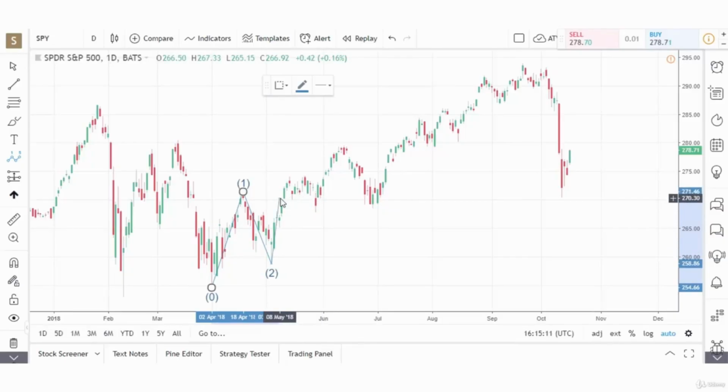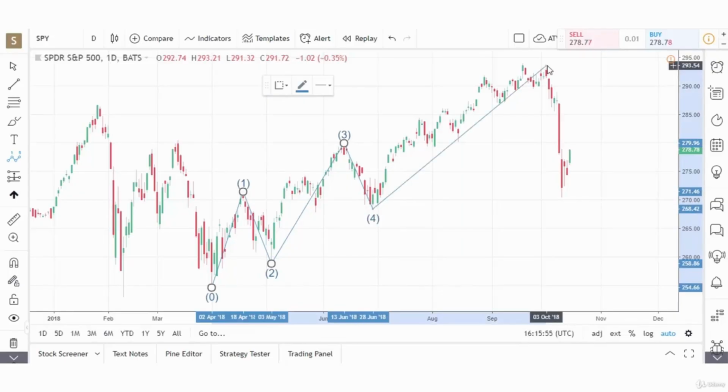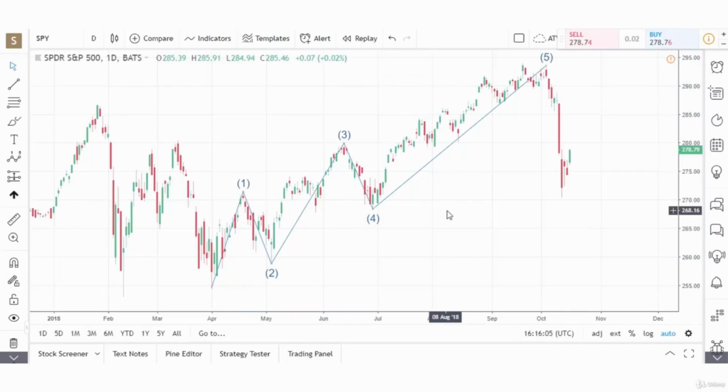Our third wave includes some sideways action, but then the market continues to move up. And here will be our third wave, which is often the largest wave. We'll move down and draw wave number 4, which again is another corrective wave. And now we'll have wave number 5. We click, and there's our Elliott wave pattern.